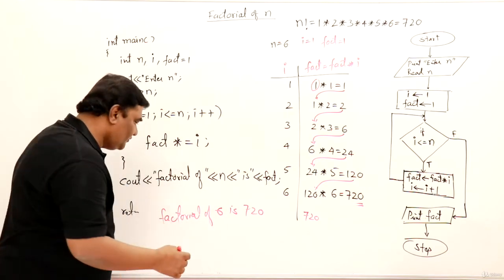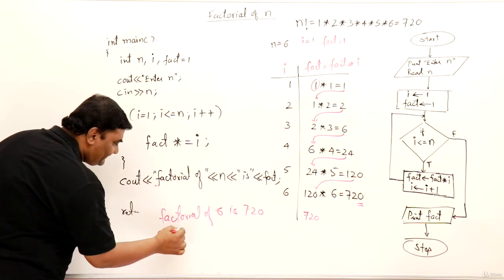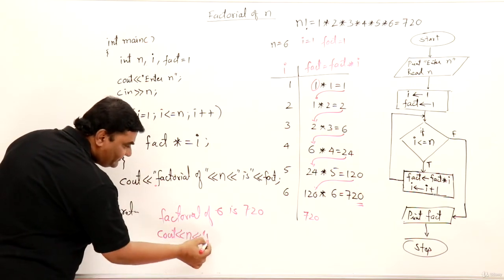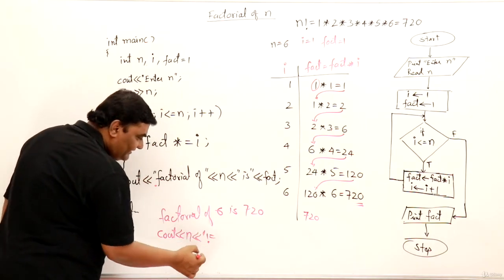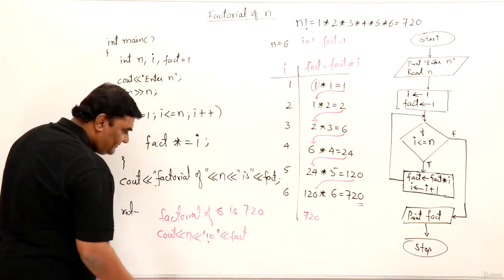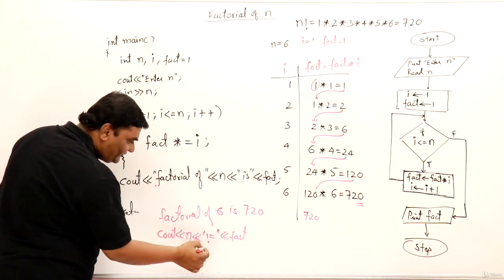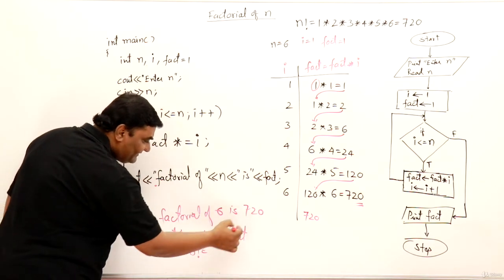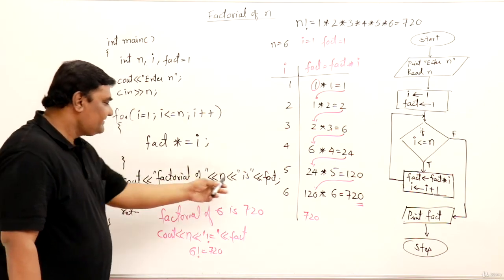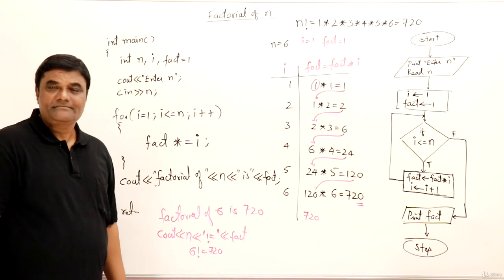Or one more thing you can do, instead of this one, you can say cout n, then in double quotes, exclamation and equal to sign, close this and say fact. So what will be the output? n means 6, then after that exclamation, 6 factorial is equal to, fact is how much? 720. You get the output like this. So instead of giving a message like this, you can write this one also. So any one of these you can use.